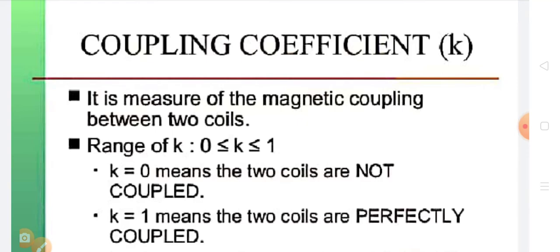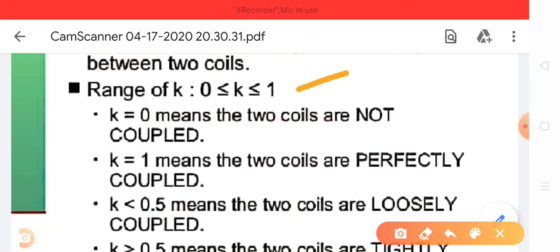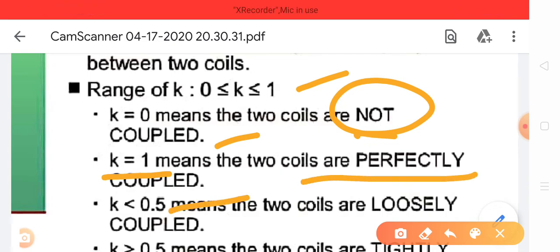Based upon the k value, that is the coupling coefficient value, you can tell whether the two coils are coupled or not. It ranges from 0 less than k less than or equal to 1. If you get the k value as 0, there will be no coupling between the two coils. If k is 1, the two coils are perfectly coupled.